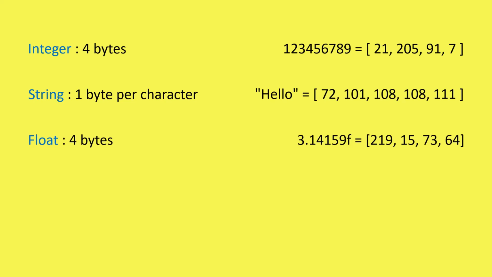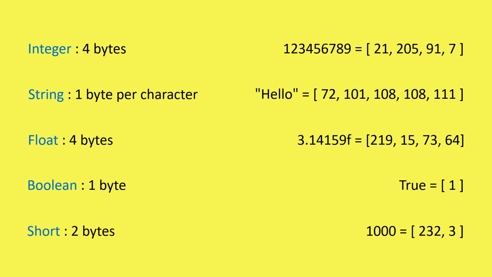Floats also are 4 bytes. Booleans are just 1 byte. Either it is 0 for false or 1 for true. And another example would be short, that is 2 bytes. We have so many other variables that if we want to send them over the network, first we need to convert them into a byte array, and then we can send that sequence of bytes over the network.